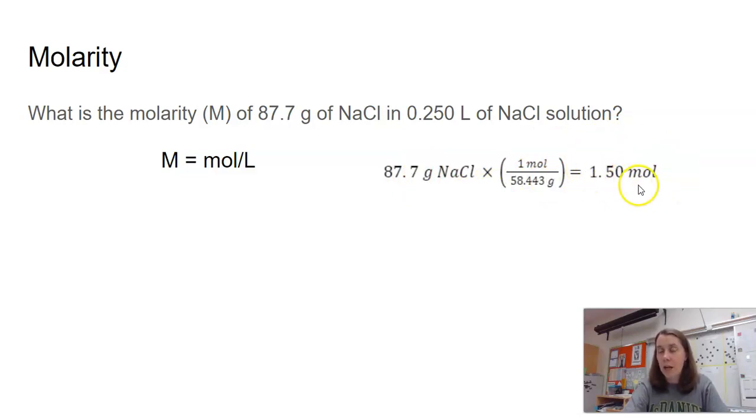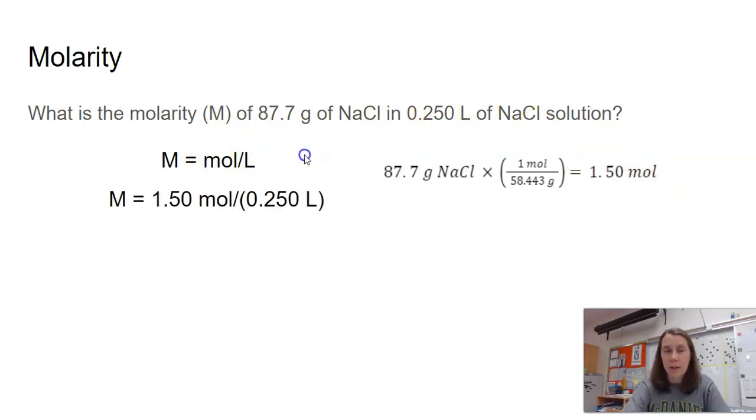Since we put in 87.7 grams, if we do our dimensional analysis, you get that that's 1.50 moles. So now we take our number of moles and plug it in for moles, and our number of liters and plug that in for liters. So our equation is 1.5 divided by 0.250, and we get a molarity of 6. Okay, so that's really all you need to know. I will not give you the equation for molarity, because it really is kind of the definition of concentration for us, but it's just the number of moles divided by the number of liters.